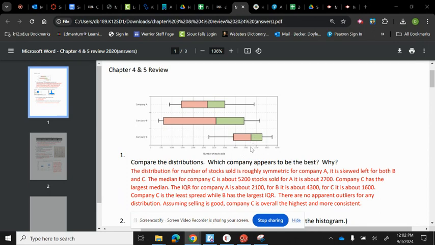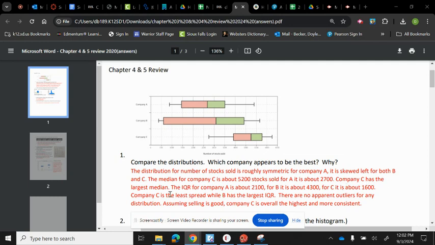So if we're looking on here, according to this, the median is roughly 5250. So I said in here the median for company C is 5,200 stocks sold, and for A it's about 2,700. Okay, company C has the largest median.